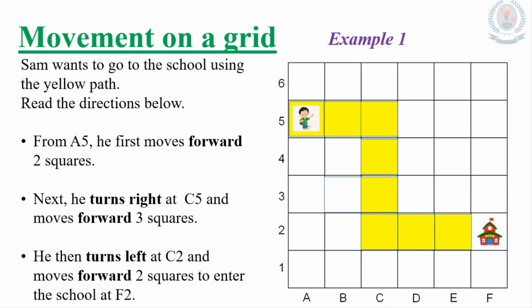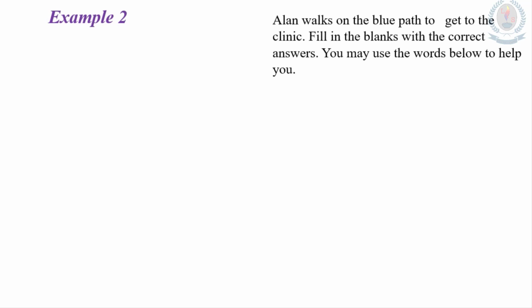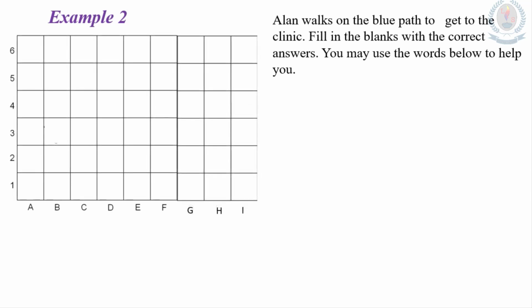Did you understand the movement of Sam on the grid? Yes, that is very easy. Now look at example 2. Alan walks on the blue path to get to the clinic. Fill in the blanks with correct answers. You may use the words below to help you. Forward, backward, left and right.